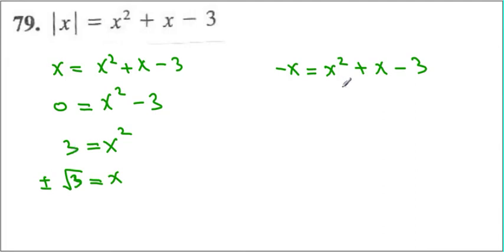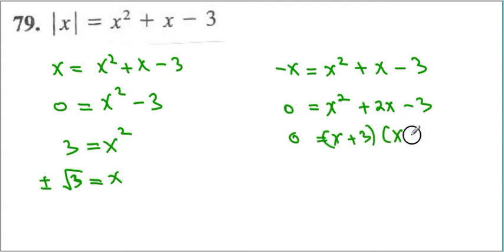Now, the second one here becomes adding x, so we end up getting 0 equals x squared plus 2x minus 3. In fact, this is factorable, as in x plus 3 and x minus 1. Then here x will be equal to negative 3 or positive 1. So in fact we have 4 answers. Let's try to see what happens.